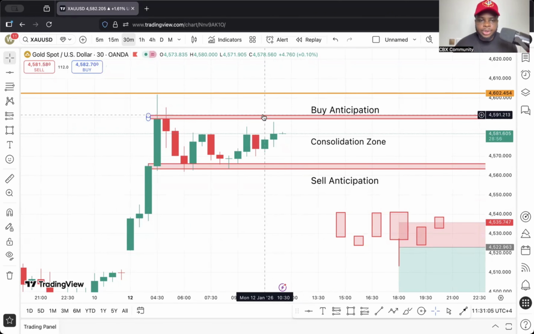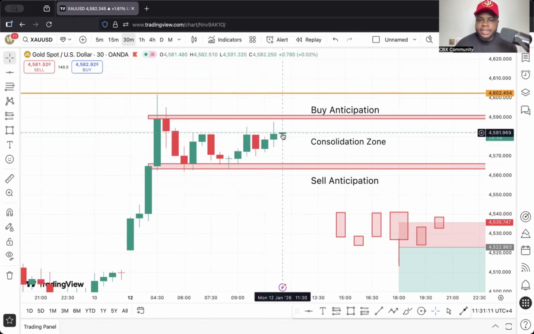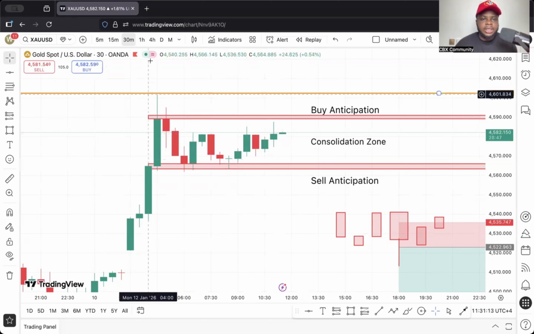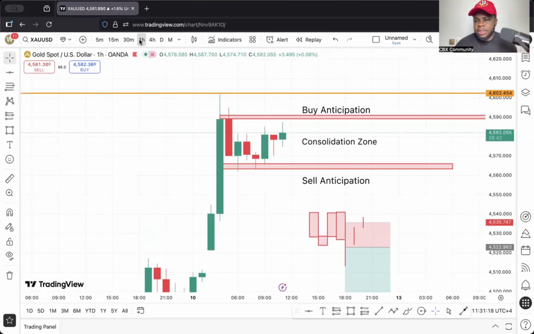So for now, we don't need to do anything since we are anticipating the break of our resistance and the break of our support zone. So this is the beginning of this recent 30 minutes candle. Let's look at the 1 hour. Let's have an idea what the 1 hour candle is saying.